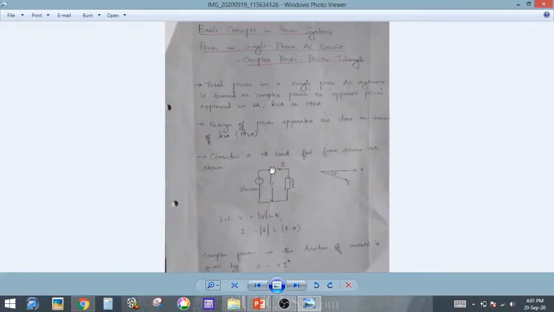First, we will discuss power in single phase AC circuits. In an AC circuit, power can be classified as active power, reactive power, and apparent power. The total power in a single phase AC system is termed as complex power or apparent power, which is expressed in volt ampere, kilovolt ampere, or megavolt ampere. The ratings of power apparatus are done in terms of kVA or MVA.